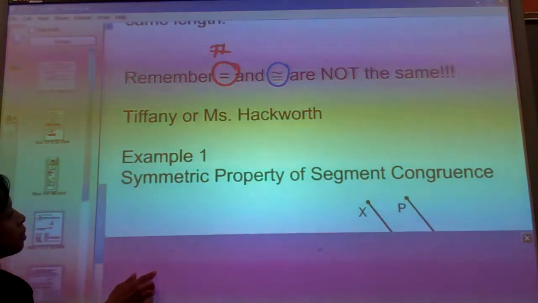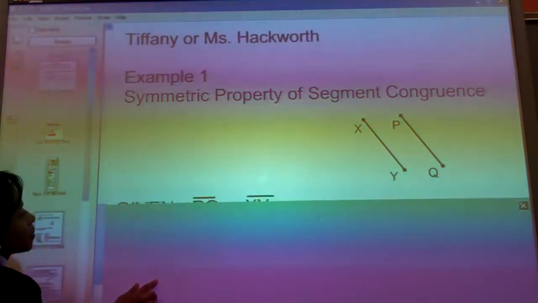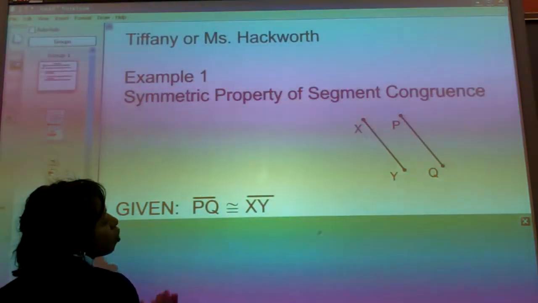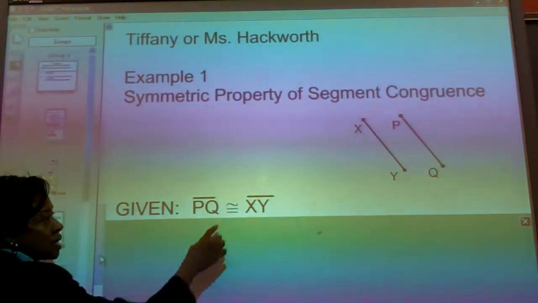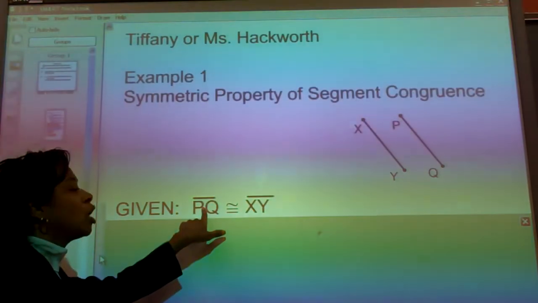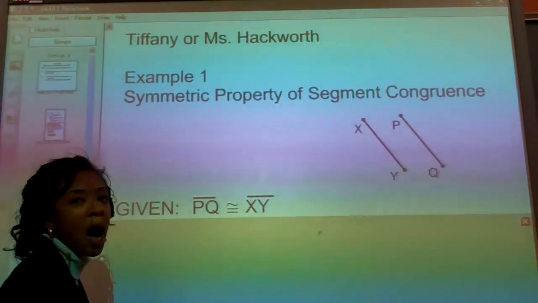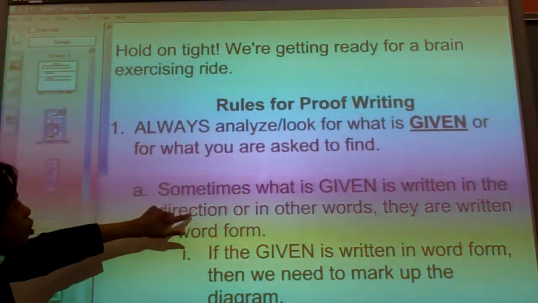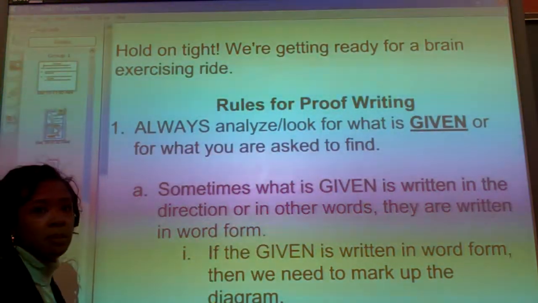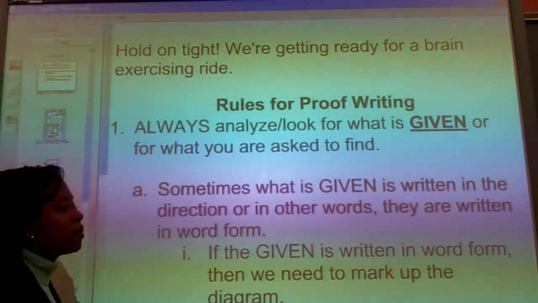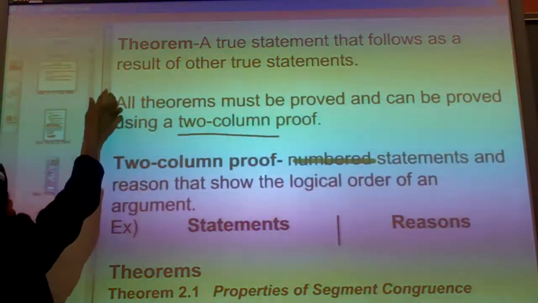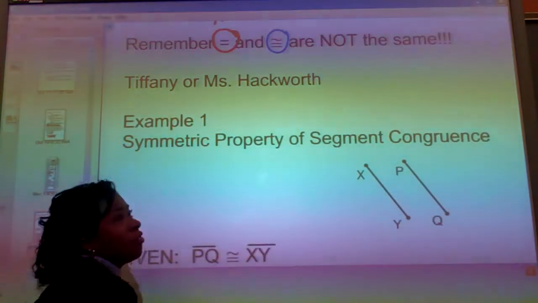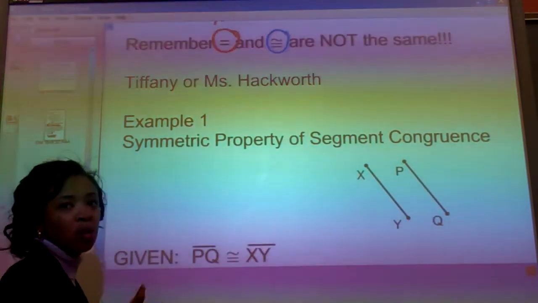Here's an example of a symmetric property. We're going to write a proof for this. Here's the information that's given. Line segment PQ is congruent with XY. Look at the hats on these segments and the congruent. I'm telling you that PQ is the same size and shape as XY. I don't want the numerical value. We're going to follow those steps. Step 1 again from the rules: analyze what's given. If it's given to me in written form, then I need to make sure I have a pictorial diagram. This time they give me the diagram with it, so I don't need to draw it.